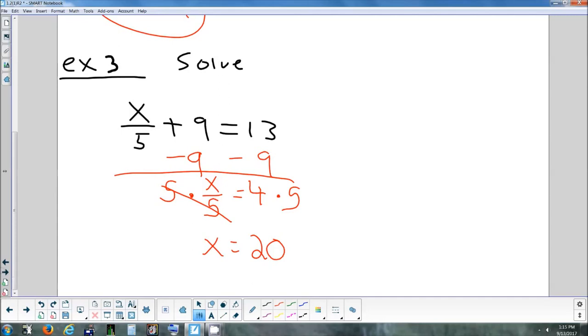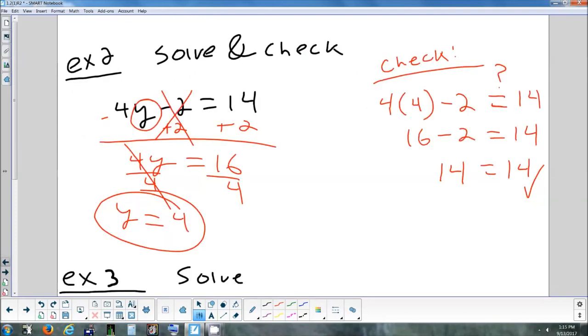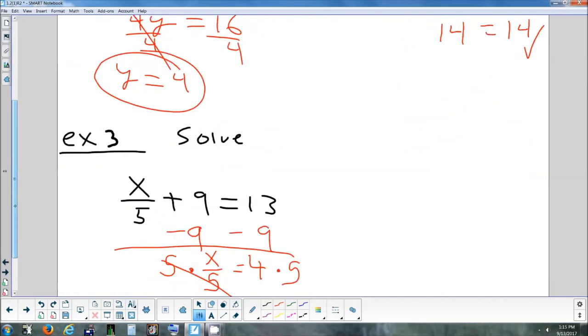Let's look at example 4. The first two we did, example 1, we wanted to show you, because it was going along with the steps we put there, that we had to combine like terms. These last two, we didn't have to combine like terms. We had the 4y minus 2 equals 14, and the x over 5 plus 9 equals 13. There was no combining like terms. There was nothing that was the same on the same side of the equal sign.